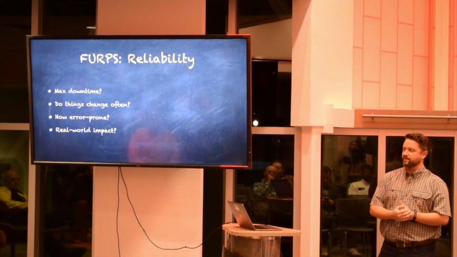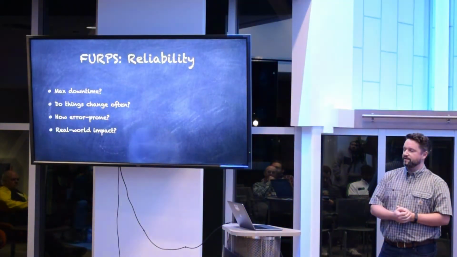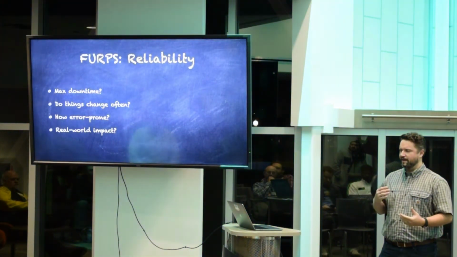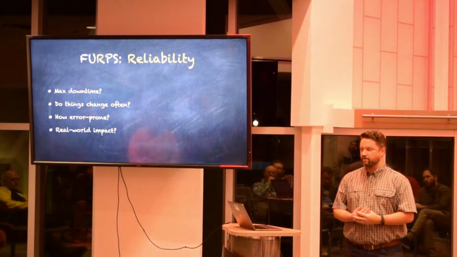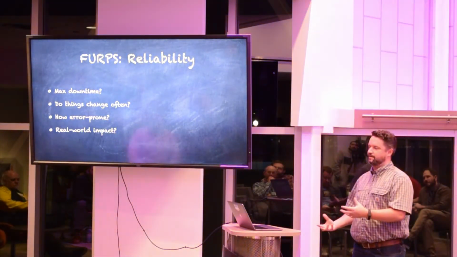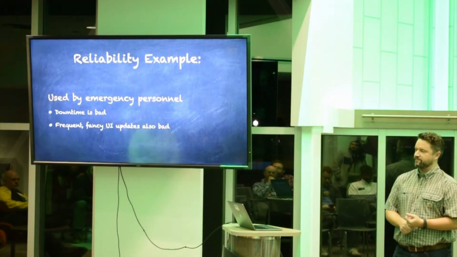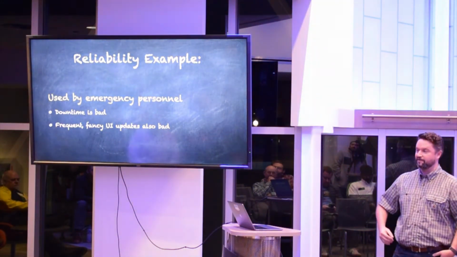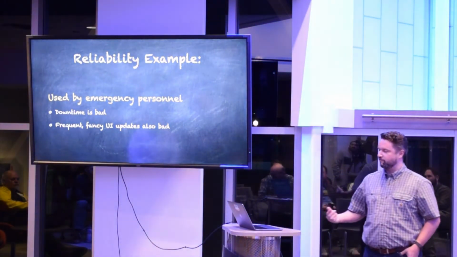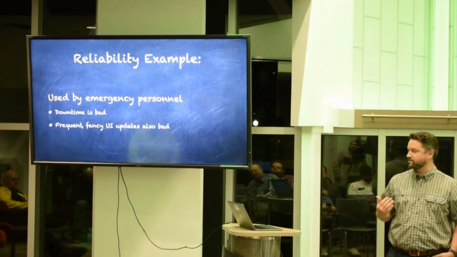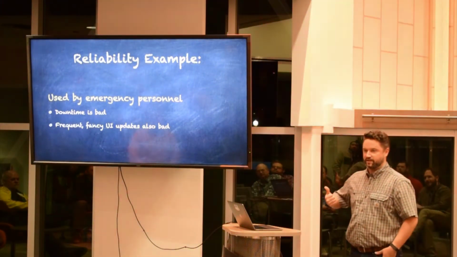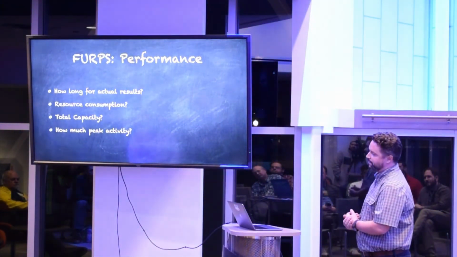Another ility here is reliability for FURPS. So this impacts max downtime, something we covered earlier, but also how error-prone is your software, or how error-prone can it be, and what's the real-world impact of that? And a good example is if you have something that's used by emergency personnel, downtime is really bad. Like, you don't want that. Also, your frequent and fancy UI updates probably not so cool anymore. You can go crank that one down and up your reliability piece, right? So it kind of shows the balance there.